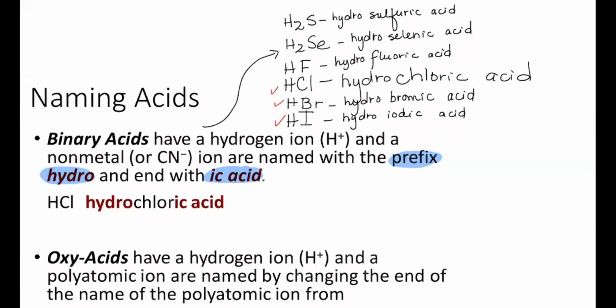Now, there is one more acid that, even though it's not binary, is named like a binary acid. So there's an exception to the rule, like many times we've seen in chemistry. Remember that HCN, which is a polyatomic ion that has a hydrogen, is named like the binary acid. So HCN is called hydrocyanic acid. That is the only acid with a polyatomic ion that has the word hydro in front of it. Then we have the oxy acids.